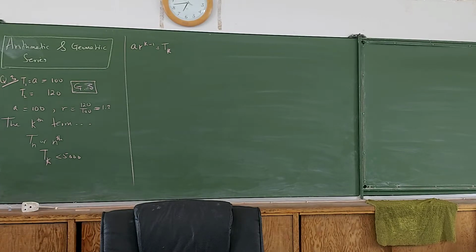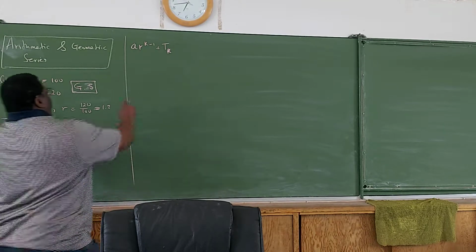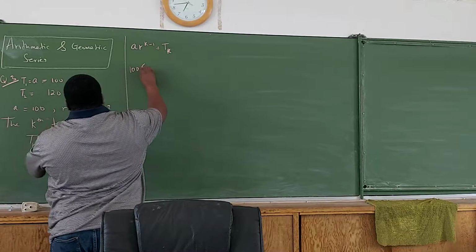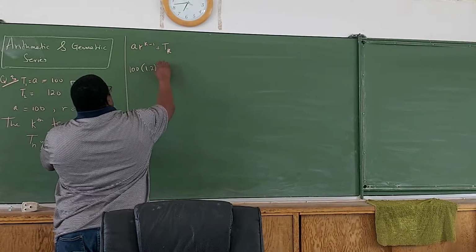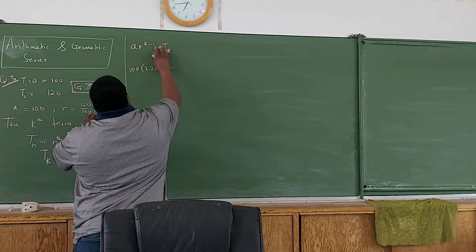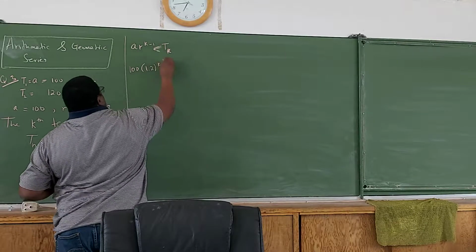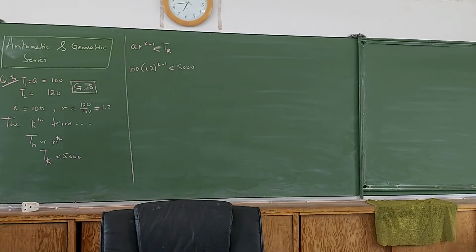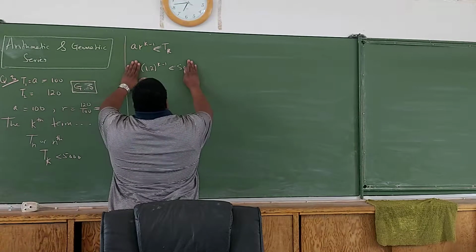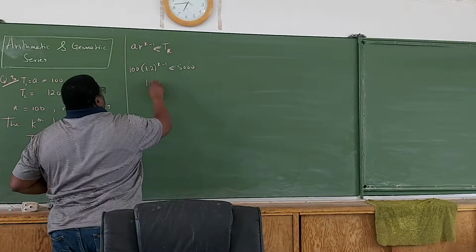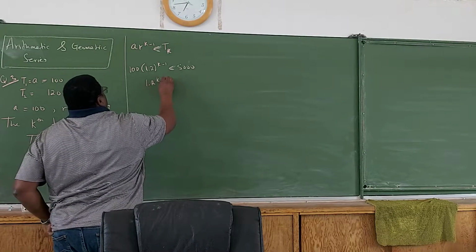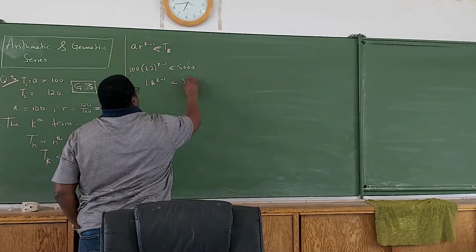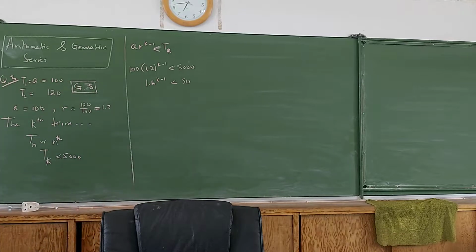So what is our A? 100. What is our R? 1.2. And they are saying it should be less than 5,000. From here it's just you working. So I'm going to divide throughout by 100, so I put 1.2 here, raised to that power. That's going to be 50. Everybody understand how we get to 50?